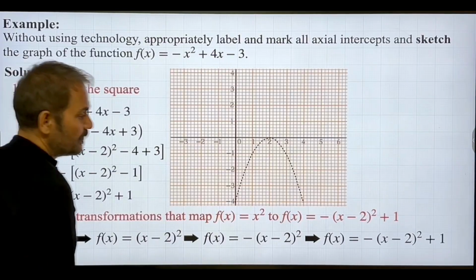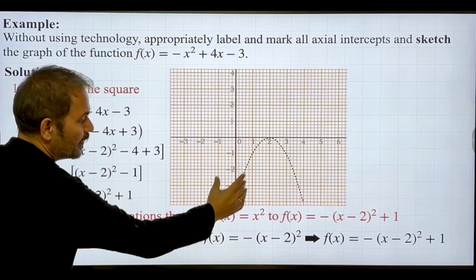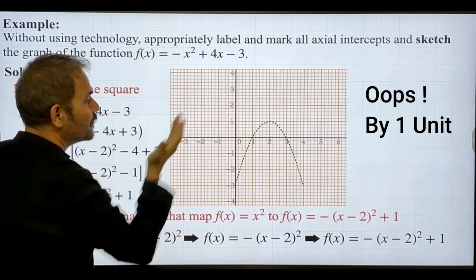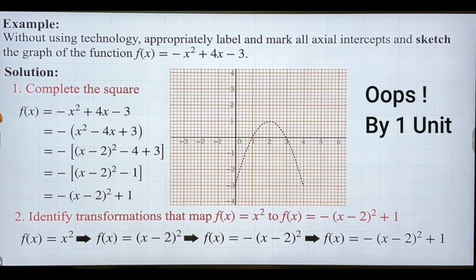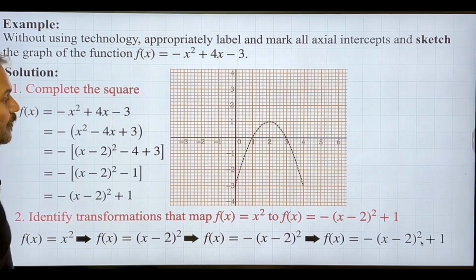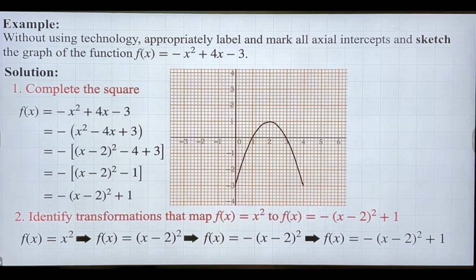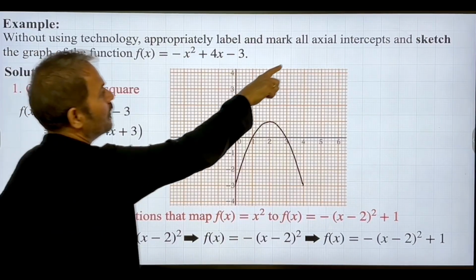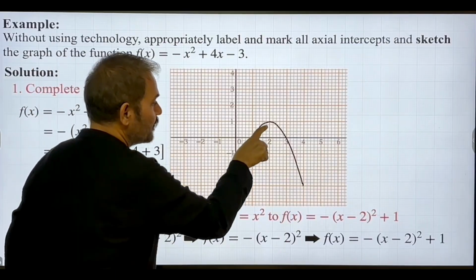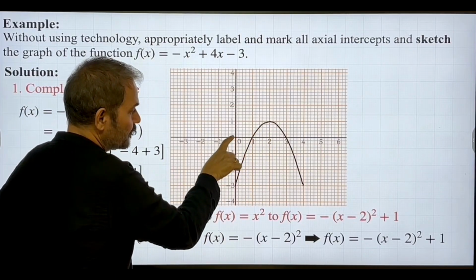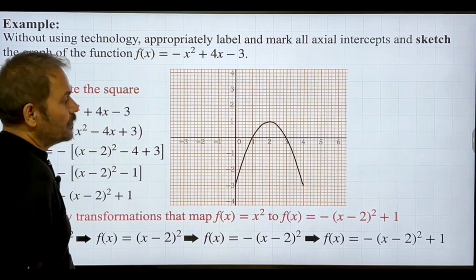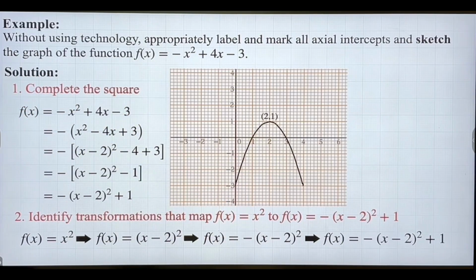The next step is plus 1. So this graph has to move up by 1 unit. Let's move it up slowly. So it moved up by 1 unit. So this is your final graph, and you can bold this graph. Now we have to mark axial intercepts and all important points. The first important point is the vertex. It was at 0, 0, it moved to 2, 0, then it went up. So this point is going to be 2, 1.